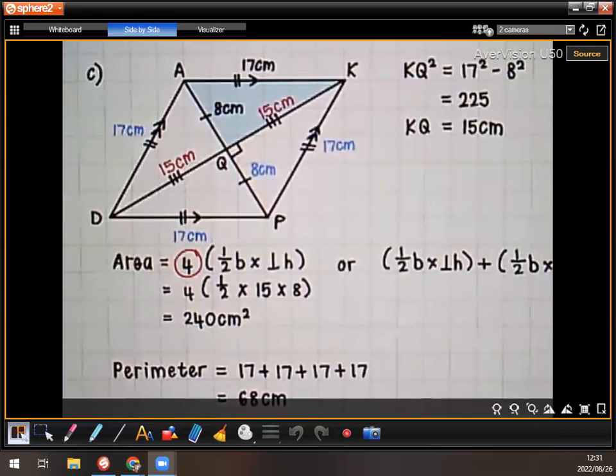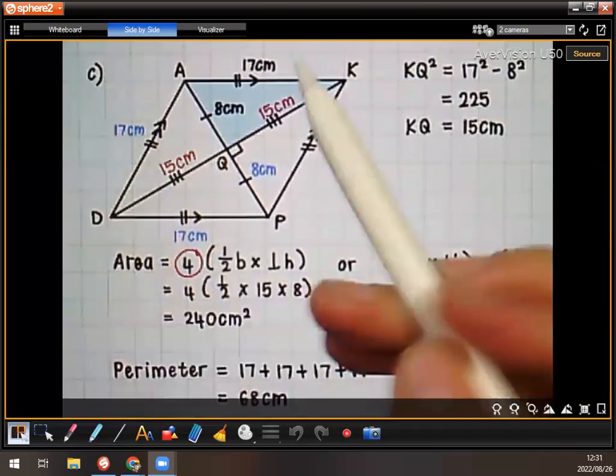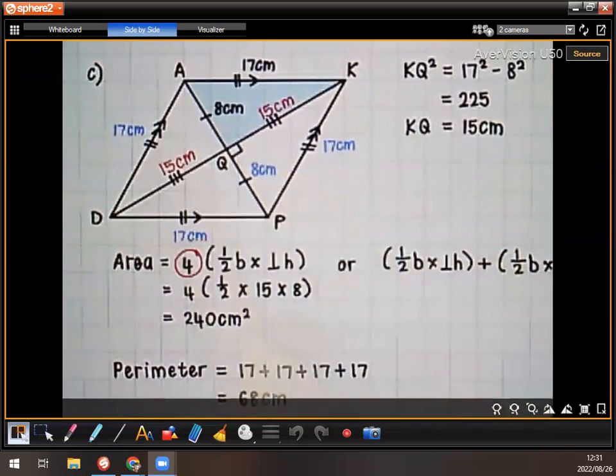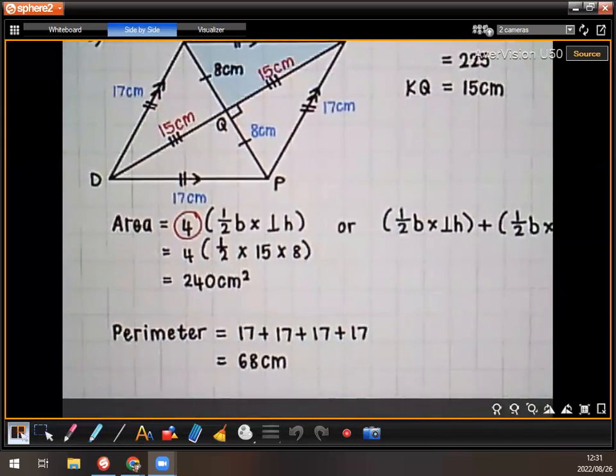The perimeter for this one was very easy. They actually gave us all 4 sides: 17, 17, 17, 17, right? So you could just add those 4 together. Guys, how could I have written this in a shorter way? Instead of adding 4 17s together, yes? What is the shortcut? Yeah, 17 times 4, hey? There we go, you could write it like that as well. All the sides are equal to 17.